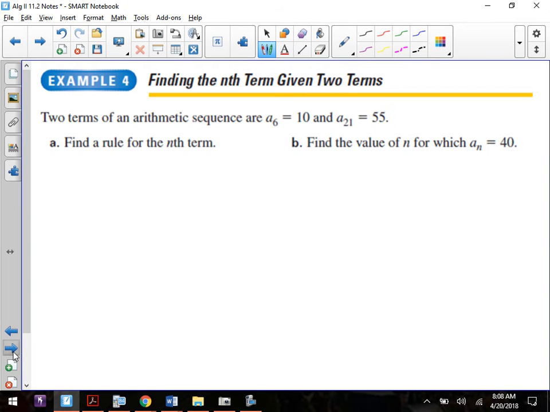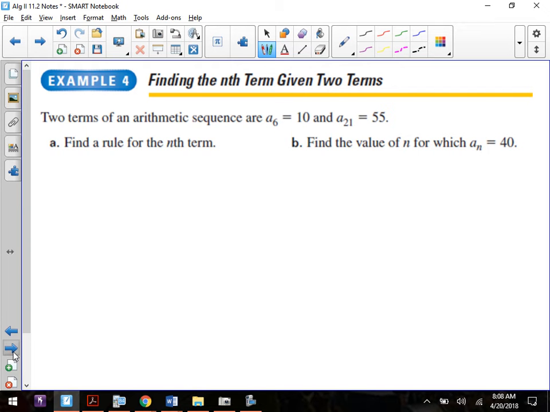All right, let's make this a little more difficult. There's A's, not Y's right now. There's a Y equals button that we can use later. So two terms in an arithmetic sequence: the 6th term is 10 and the 21st term is 55, which means I want to write out a rule for the nth term.